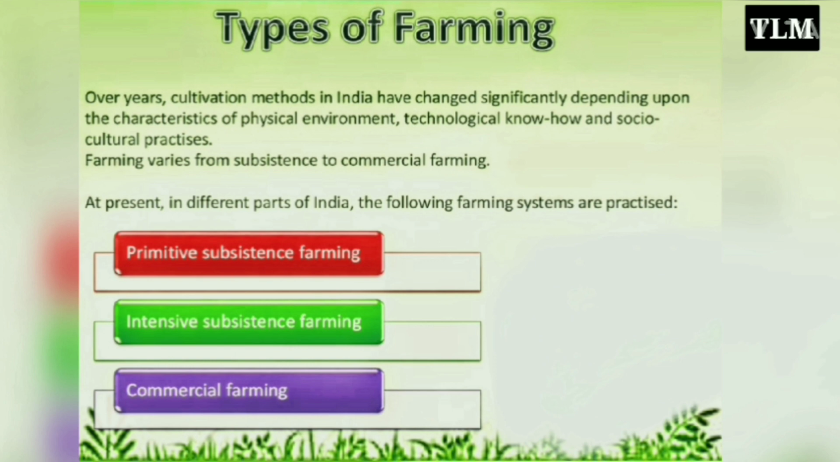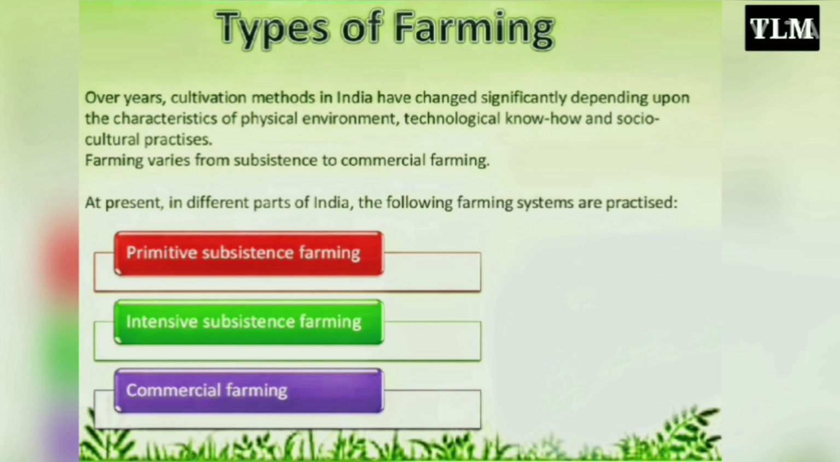Over years, cultivation methods in India have changed significantly depending upon the characteristics of physical environment, technological know-how, and socio-cultural practices. Farming varies from subsistence to commercial farming. At present, in different parts of India, the following farming systems are practiced. First is primitive subsistence farming, second is intensive subsistence farming, and the third is commercial farming.